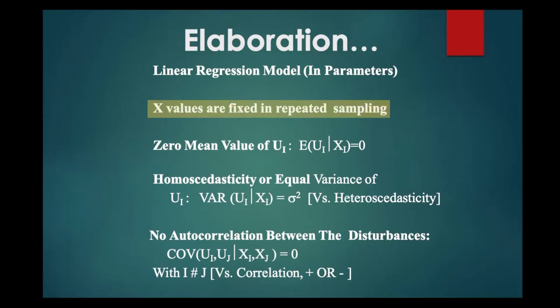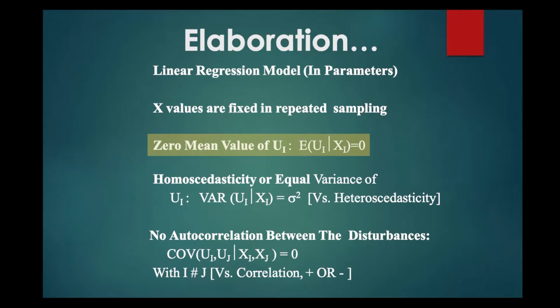We go to the next important assumption: X values are fixed in repeated sampling. This means that when you are collecting a sample from the population, there should not be any kind of variation in the X values. They should be the same across all the sampling distributions that are collected. The third assumption says zero mean value, which means that over the samples, the error term should have zero mean. What does it mean? It means on average, the sum total of all the errors must be zero.